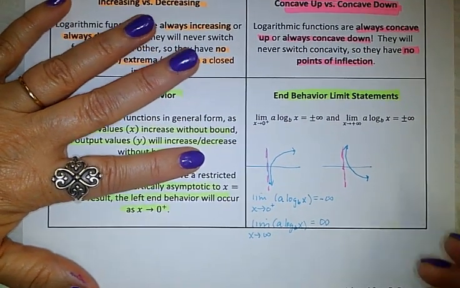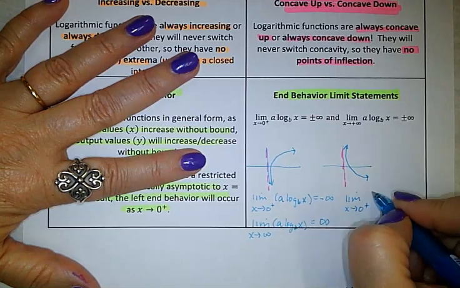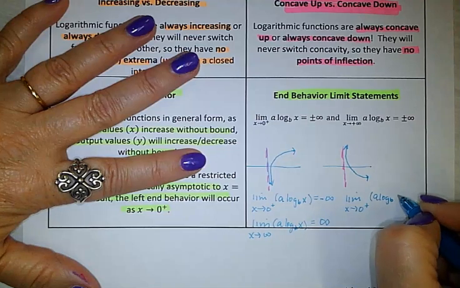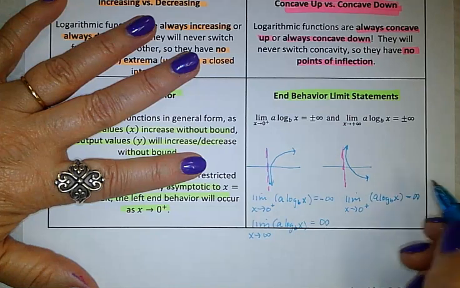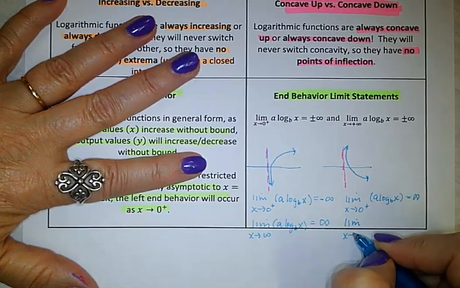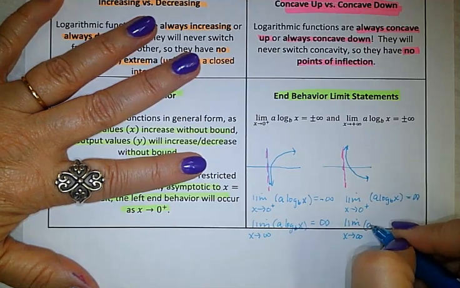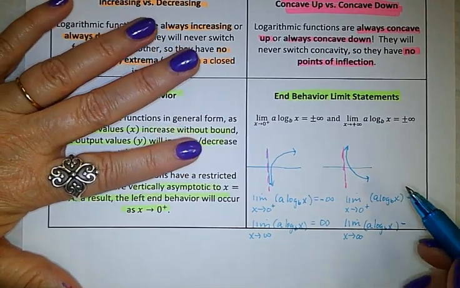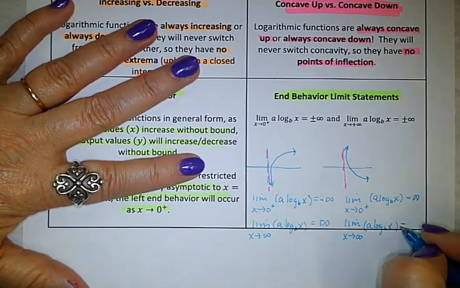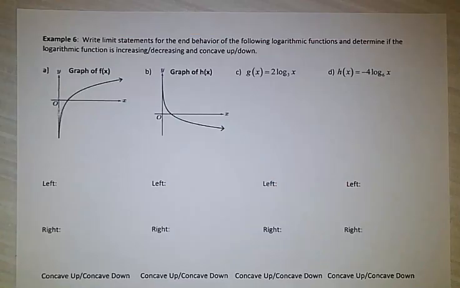Then as we write those limit statements, we have the limit as x approaches 0 from the right of whatever this log equation might be. As we approach 0 from the right, this time it's going to positive infinity. And if we have the limit as x approaches positive infinity of this function, what's it doing as it's going to infinity here? It's actually going out to negative infinity. So that's just going over those end behavior statements once more. Okay, so in example 6, we're just practicing.